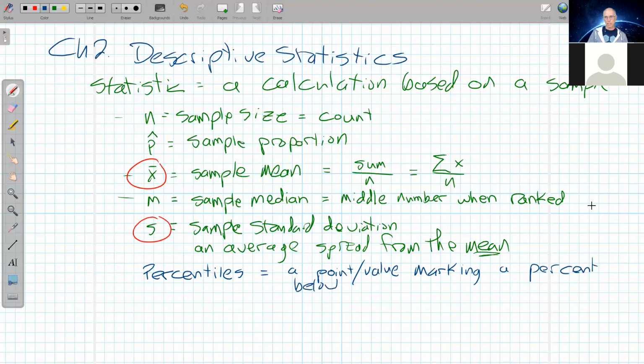For example, the median is the 50th percentile. It marks the place where 50% of the data is at or below that point. Other percentiles we're going to look at are the minimum. That's the place where 0% is below. We're going to look at what's called Quartile One. We got the median in the middle. And then Quartile 3.